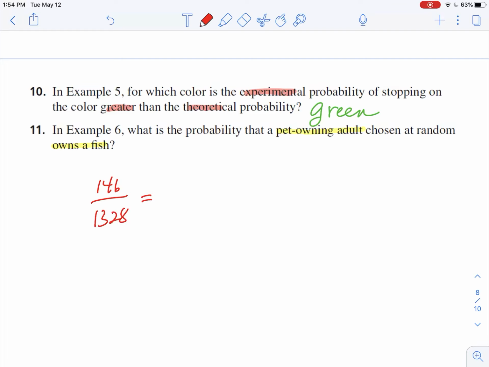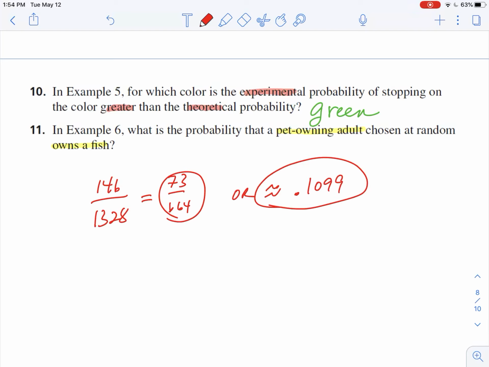1,328. And of course, you can rewrite that number. Let's see if we can reduce that. 146 divided by 1,328 is 73 over 664. That would be your answer as a fraction. If you're going to find that as a decimal, that's about 0.1099. If you're going to express it as a percentage, you could say it's about 11%.